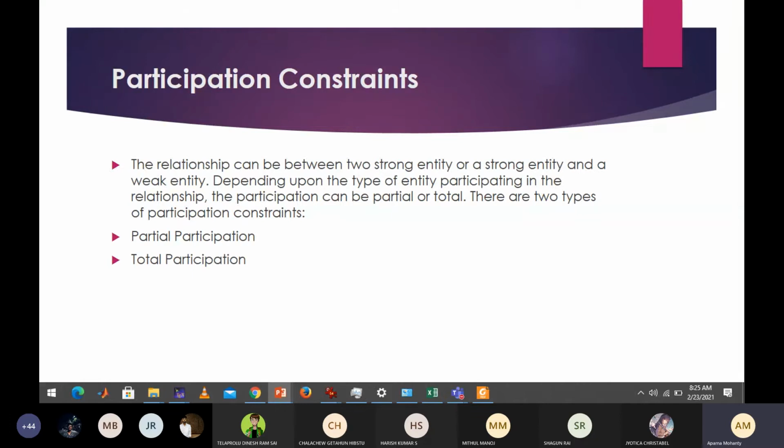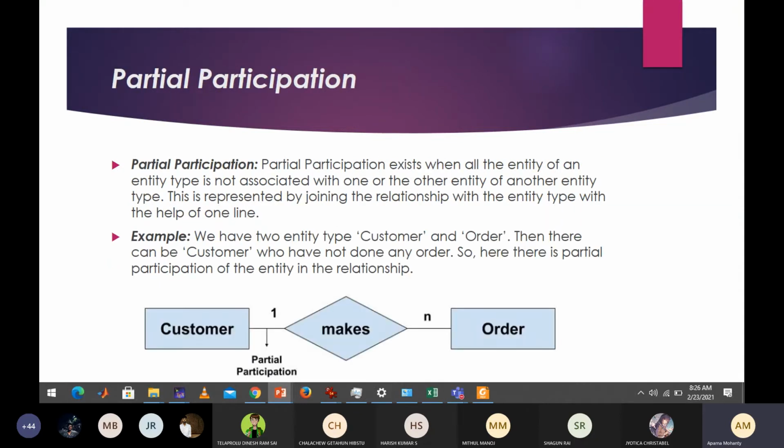So what is partial participation? The customer makes an order. One customer can make multiple orders, but it is also possible that a single customer might not order anything at all. That is the relationship called partial participation, where all customers need not be involved in procuring orders. It is one to many, but still not all customers are involved. So this is called partial participation.